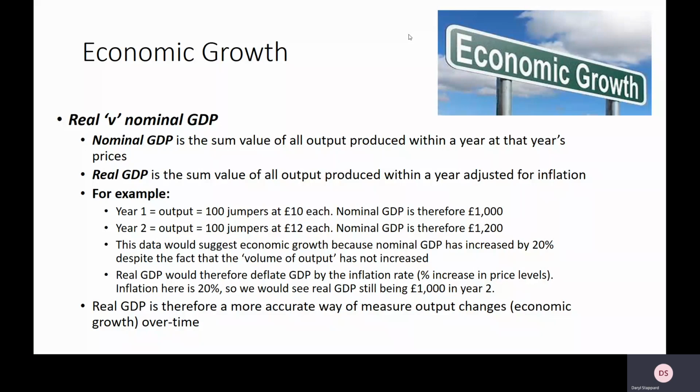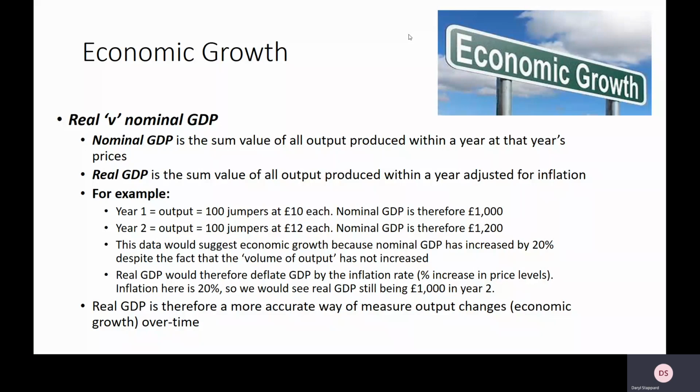That therefore means you take the 100, you multiply it by 10, and you get the value of the GDP to be £1,000 for that year. Year two, we can see the output hasn't increased. It's still 100 jumpers, but now the selling price of each jumper is 12 quid. We multiply the two together, and we've got a nominal GDP of £1,200. Now look at that then. In this example here, nominal GDP has increased from £1,000 to £1,200. That would suggest that the economy has actually grown by 20%. But the problem is the volume of output has stayed the same.